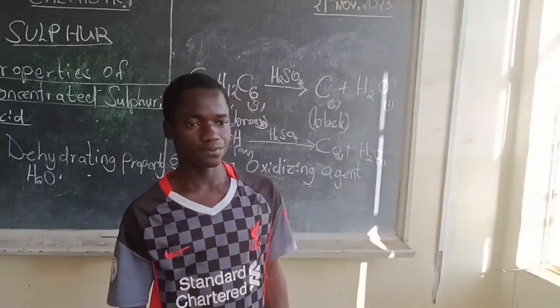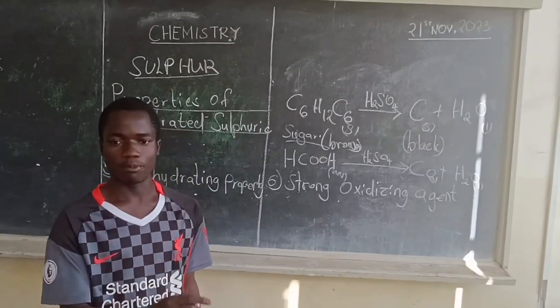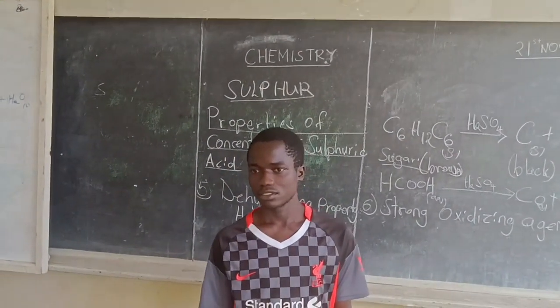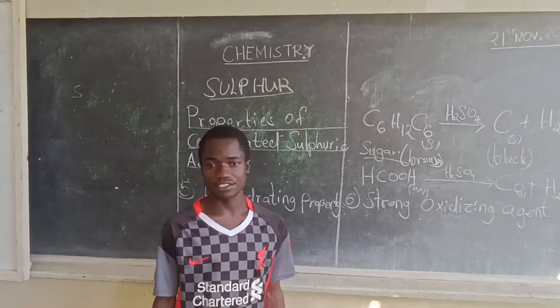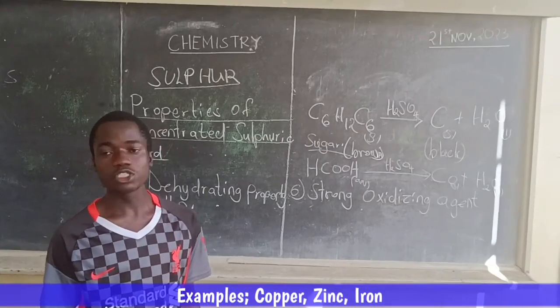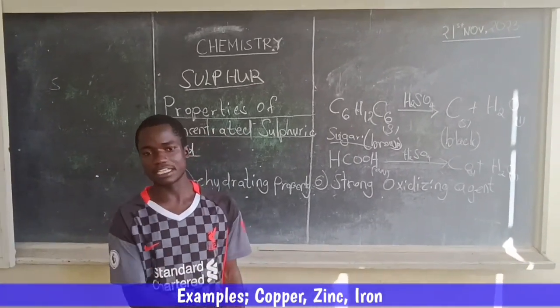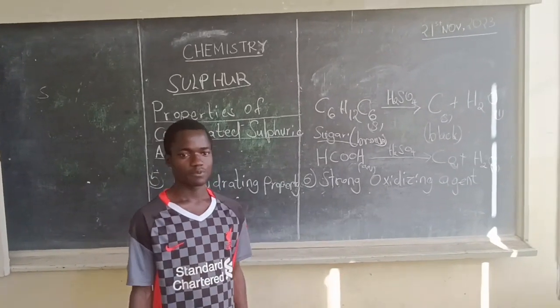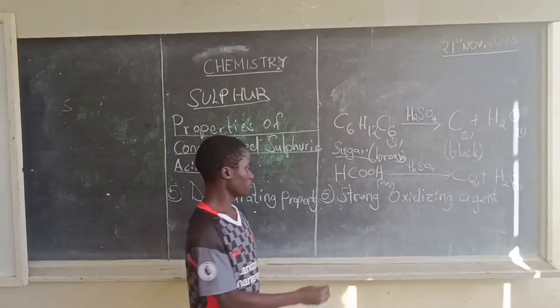Now, can you name some examples of these elements? Yes, Okoro. Copper, that's one. Another one, we have zinc. Very good. Zinc is another example. Yes, Macaulay? We also have iron as one of the least reactive elements in the reactivity series. Are we together?